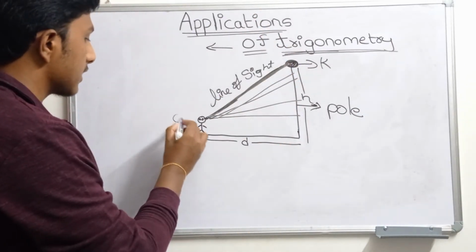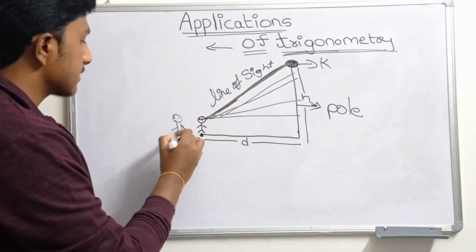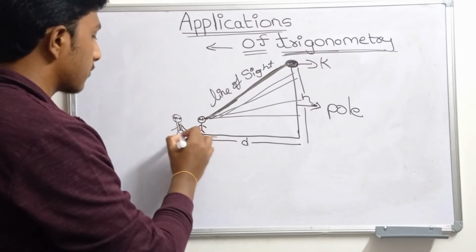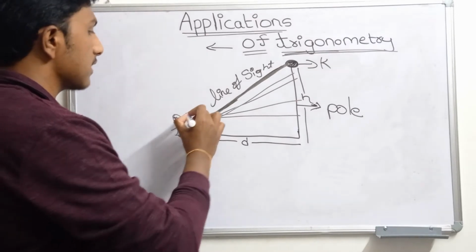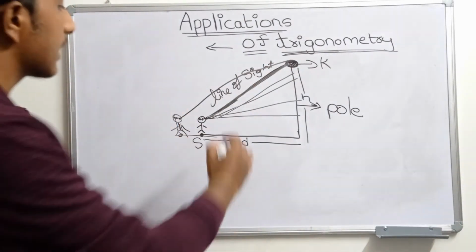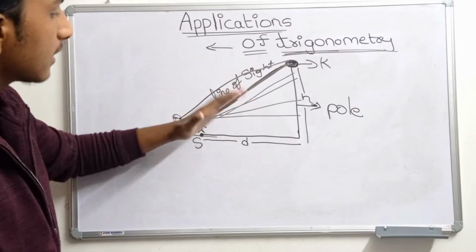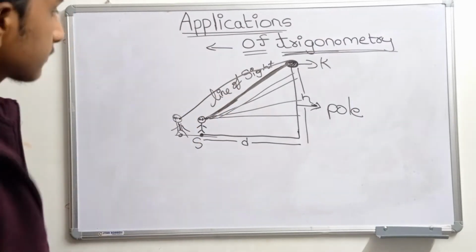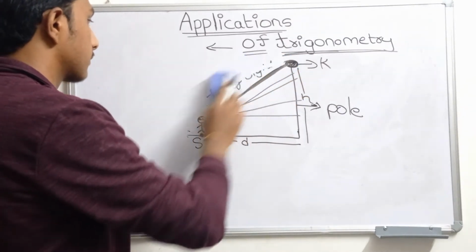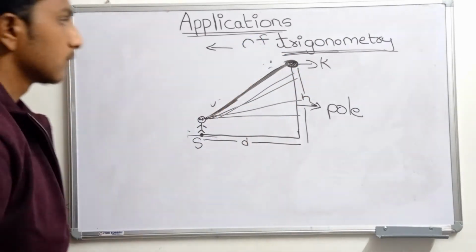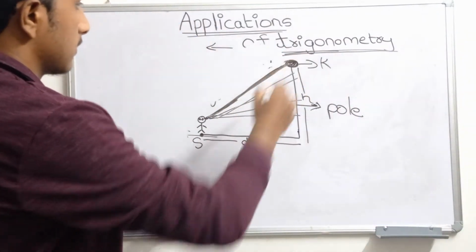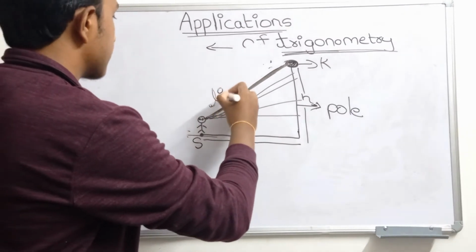If the person is standing here, guys, consider that this is the position of the person, and this is the person's side. We have to consider this as a line of sight. The line of sight will be a straight line, guys, at an angle of 30 degrees depending upon the position. This is the line of sight, guys.